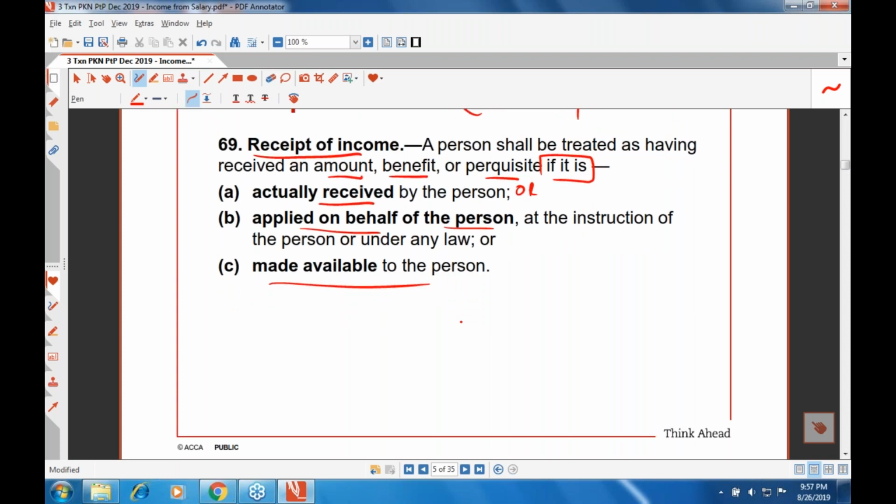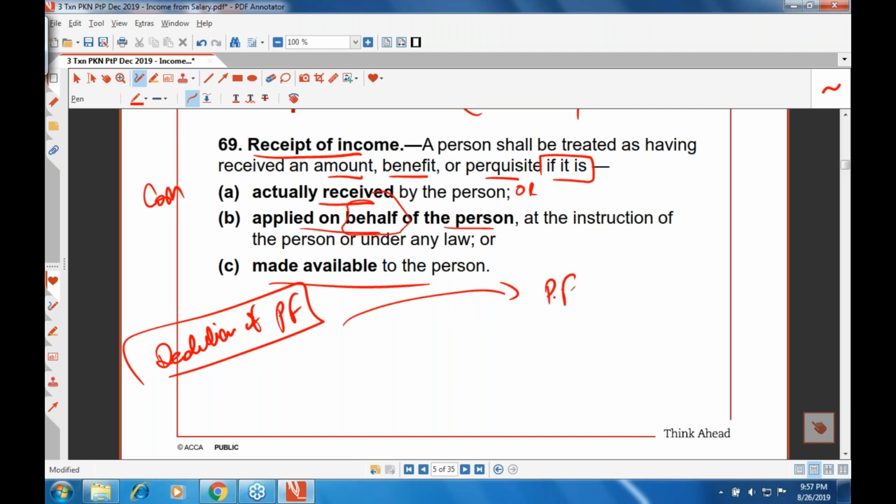Now what do you mean by this? The first thing is it says actually received. So if you have actually received the cash, that means it's done, you've received it. Or applied on behalf of a person. Like for example, the deduction of provident fund from your salary. The company deducts provident fund from your salary and transfers it into the provident fund. As per the law, although the deduction made for the provident fund has not been made available to you, it's been deducted and given to the provident fund. So it's applied on behalf of you.